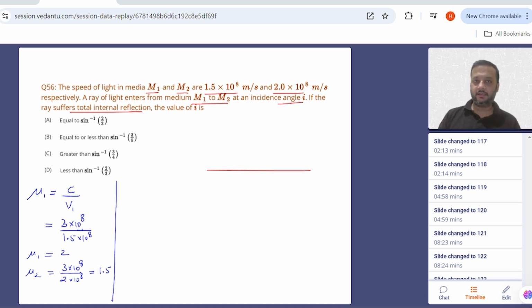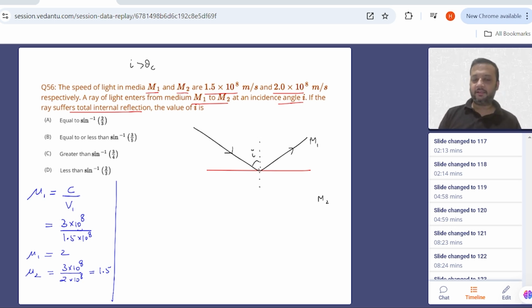Now you have this, let us say, refracting boundary, and this medium was m1 and this medium was m2. Let us say the ray is coming like this at an angle of I. If it suffers total internal reflection, then for TIR to happen, there are two conditions. The ray must be going from denser to rarer medium, and the angle of incidence must be more than the critical angle. Here we can see that the ray was actually going from m1 to m2, which means it was going from refractive index of 2 to refractive index of 1.5, so from denser to rarer medium. So the first condition is automatically satisfied, and the second condition needs to be satisfied.